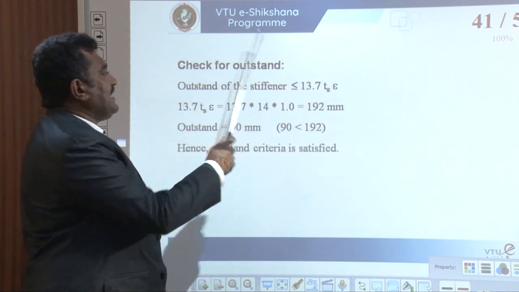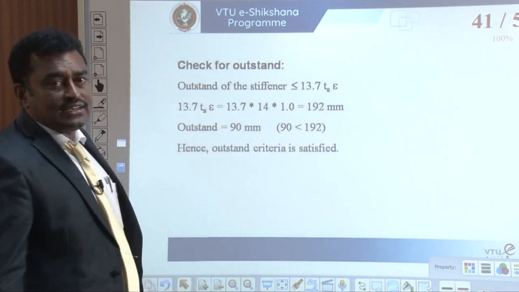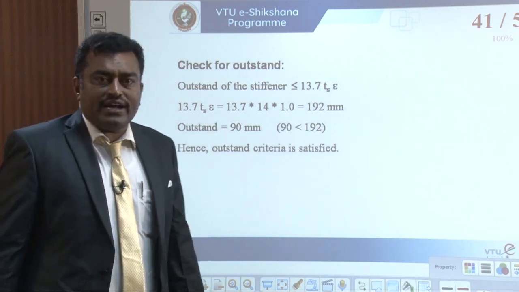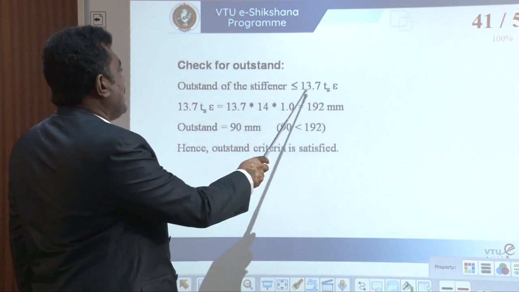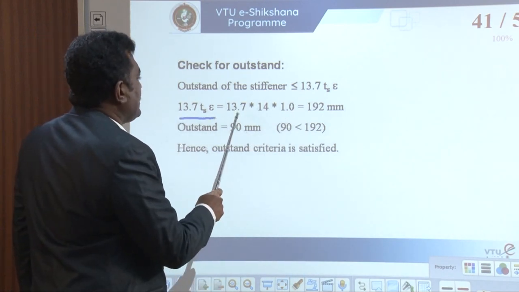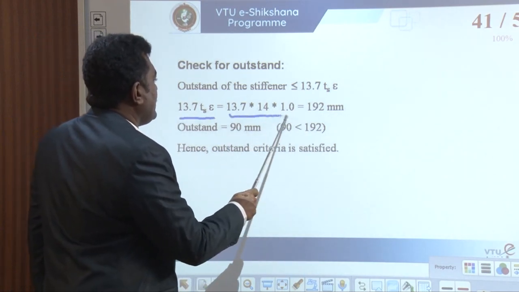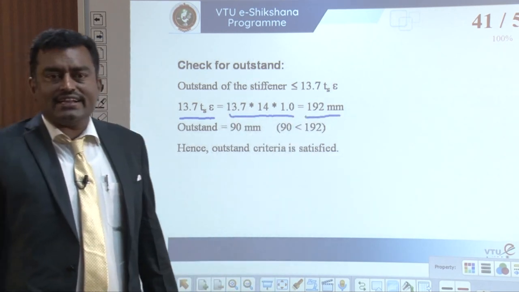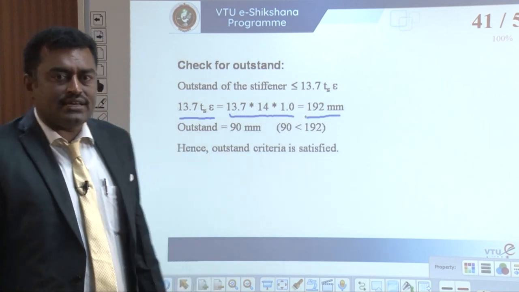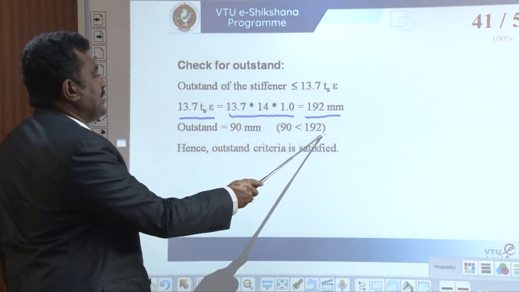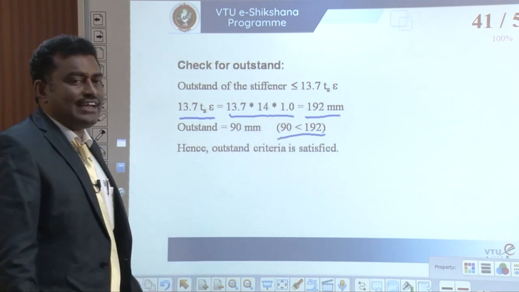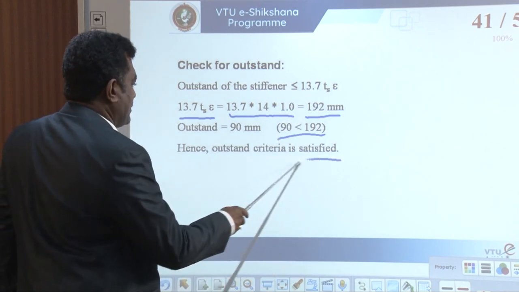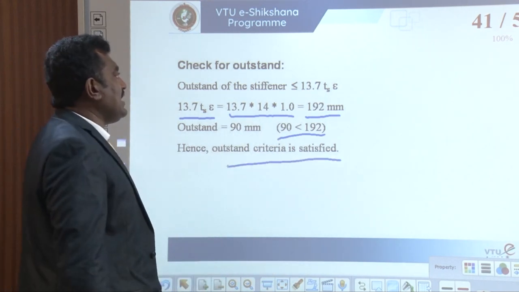Check for outstanding: the outstanding of the stiffener should be smaller than or equal to 13.7 TS epsilon. Substituting the values, 13.7 into 14 into 1, gives 192 mm. The outstanding is 90 mm, and 90 is smaller than 192. Hence, the outstanding criterion is satisfied. This is how we can check the outstanding.